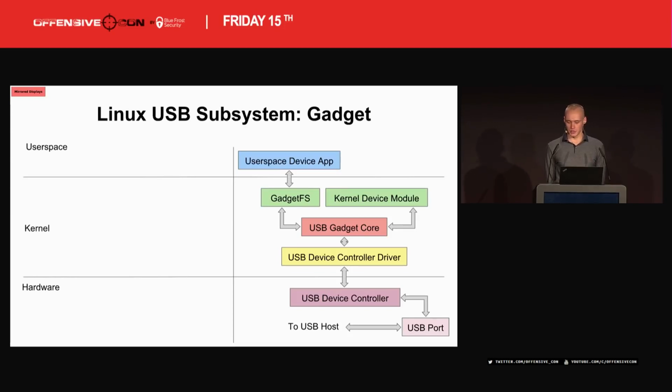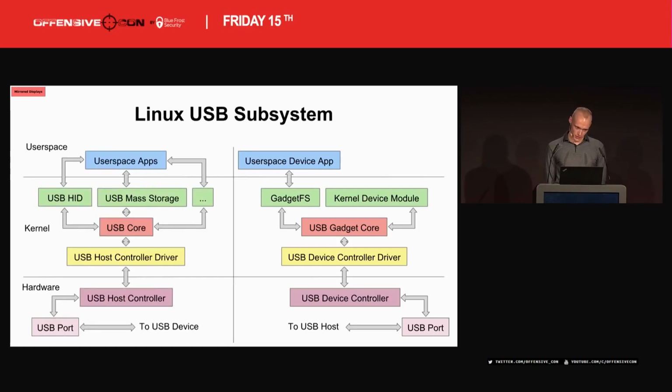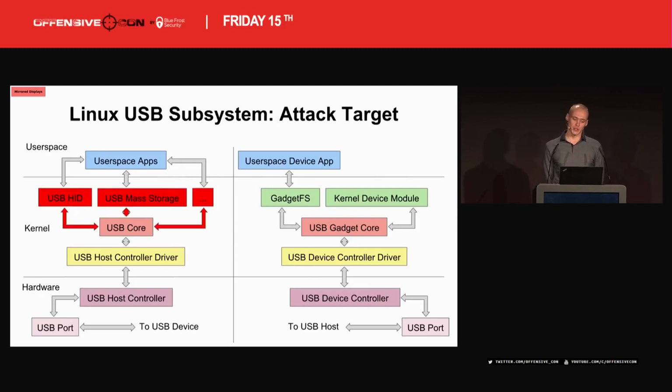So if you have a USB device controller and some USB port, you can plug this port into a USB host and then use GadgetFS to implement some device. So let's put the other part of the picture back in. Right now on the left we have the host USB subsystem, and on the right we have the gadget USB subsystem. This is what we're trying to attack. We want to attack the USB core part and the drivers, and we want to do it from below, externally. And the question is, can we somehow do it so we don't need any hardware?